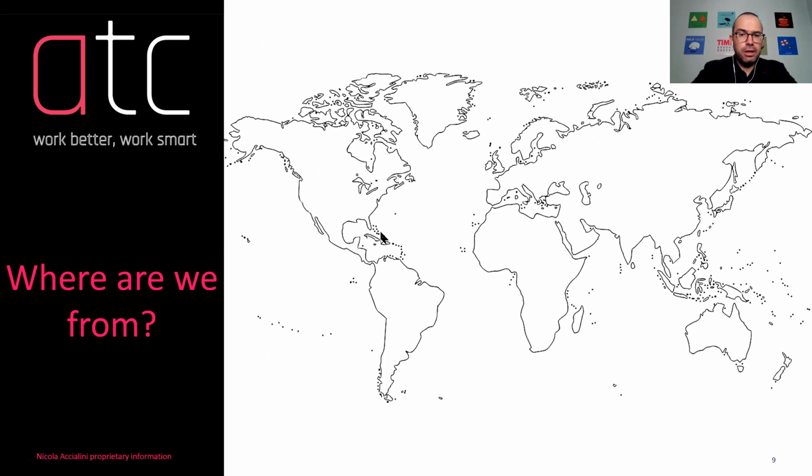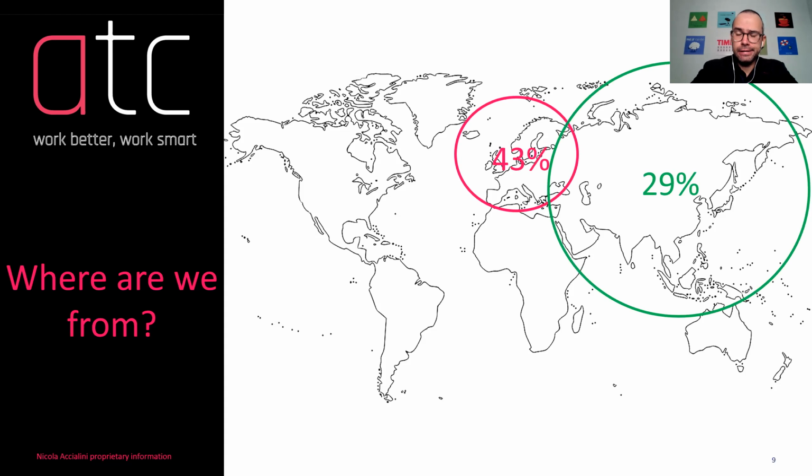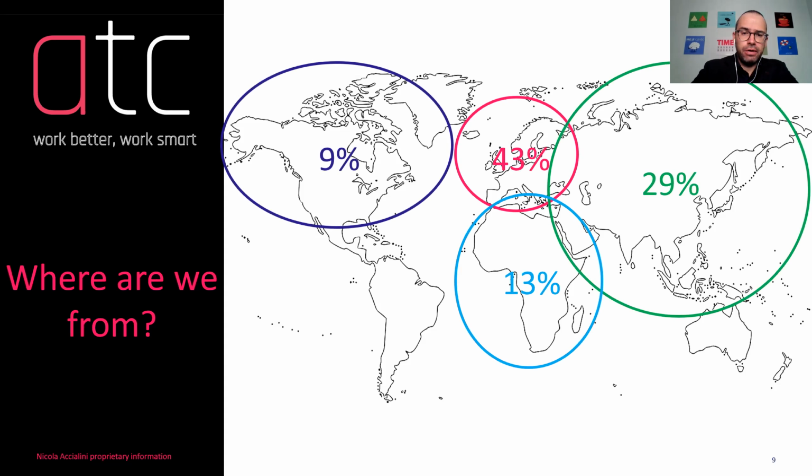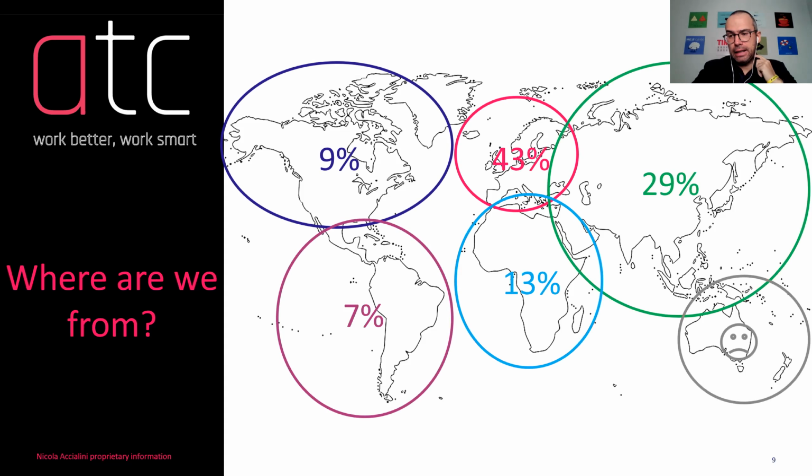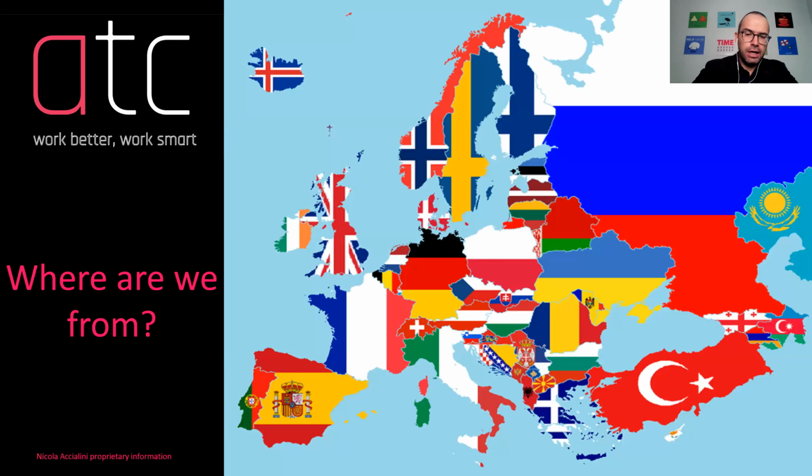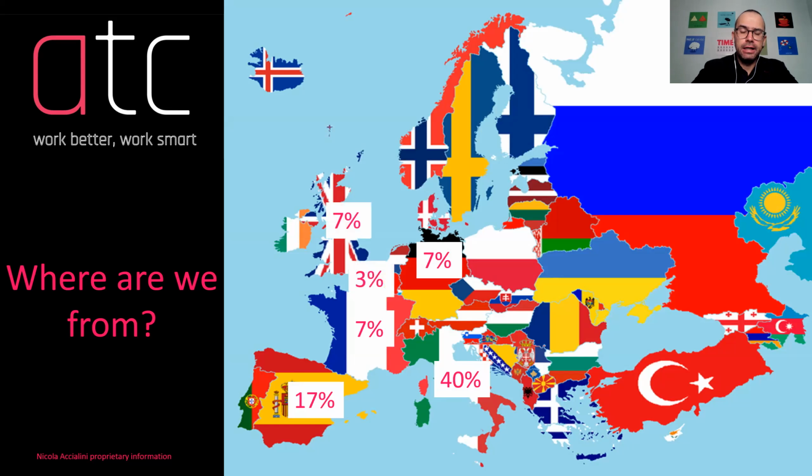Okay, we said that we are about 29 countries registered to this event, and 43% are from Europe, 29% are from Asia, 13% are from Africa, 9% from Northern America, 7% from South America. And actually nobody from Oceania. Most of you guys are from Europe, most of them from Italy, then 70% from Spain. Then we have people from France, Germany, UK, Belgium, the Netherlands, Finland, Czech Republic, Austria, Romania, and Hungary.